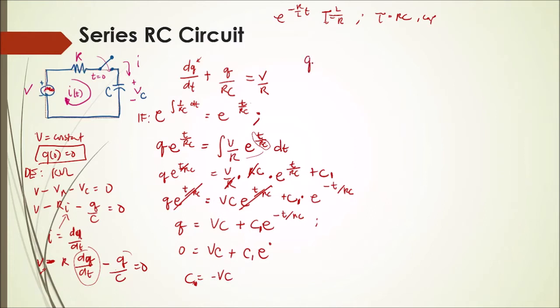Okay, then rewrite the new equation. The Q, or the particular solution, equal to VC plus negative VC e to the negative t over RC. So it's common, so we can do this: VC times 1 minus e to the negative t over RC. Ayan, that is our particular solution for this circuit. Tama ba? CV, VC, the same. It's our particular solution.